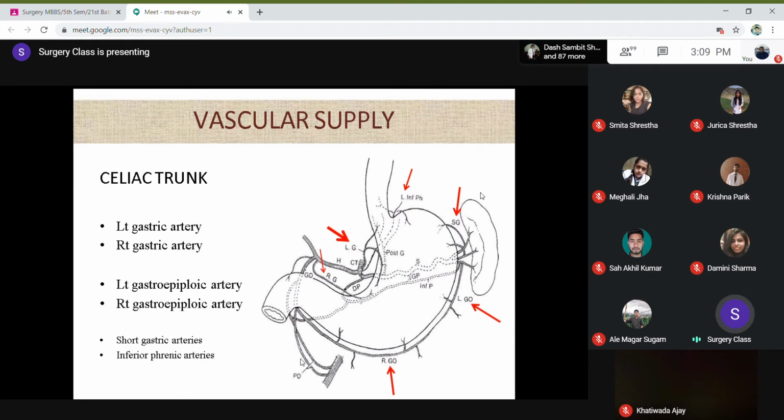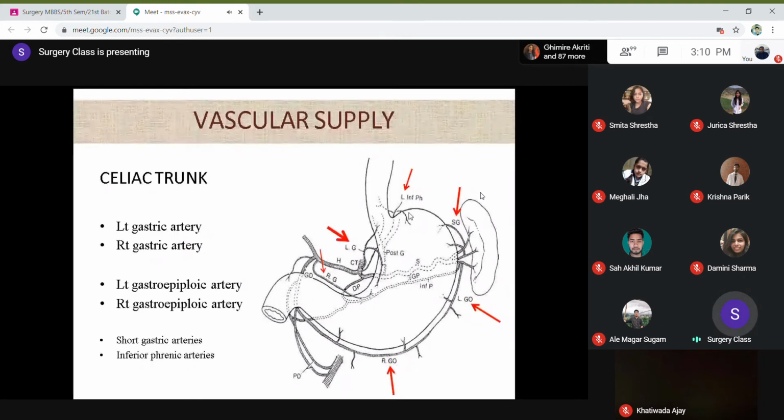These arterial supplies are important because whenever we come to the lymphatic drainage of the stomach, we describe it in terms of these vessels. So this is how we have described the different types of the arterial supply.